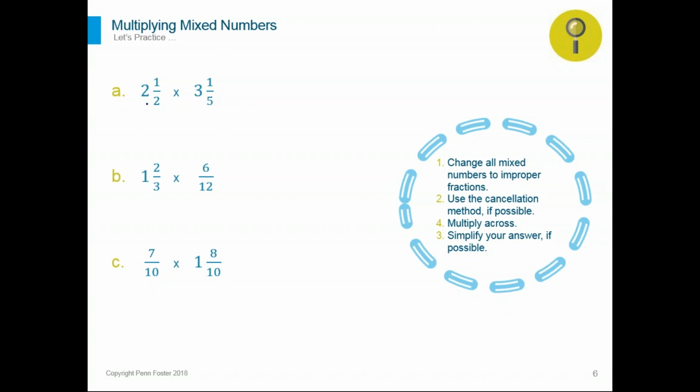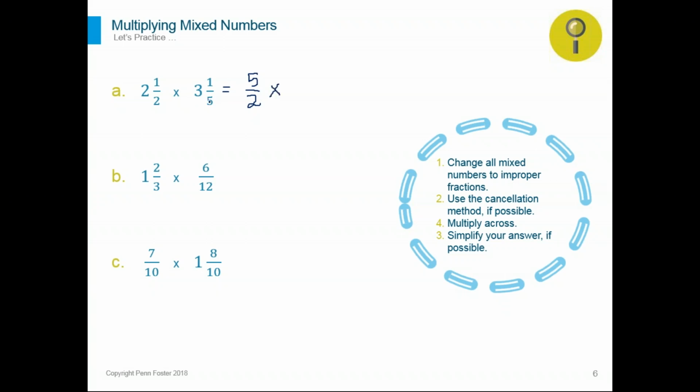So 2 and 1/2 is a mixed number. The improper form for that mixed number is 5 over 2. And how did I get 5 over 2? 2 times 2 is 4 plus 1 is 5, and keep the denominator the same. If you're not sure how to change a mixed number to an improper fraction, go back to webinar number 1 in this series, and we did go through lots of practice about that.